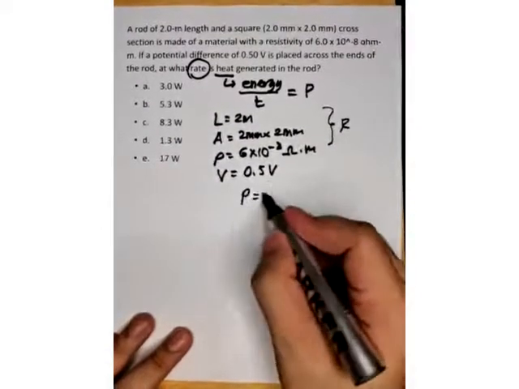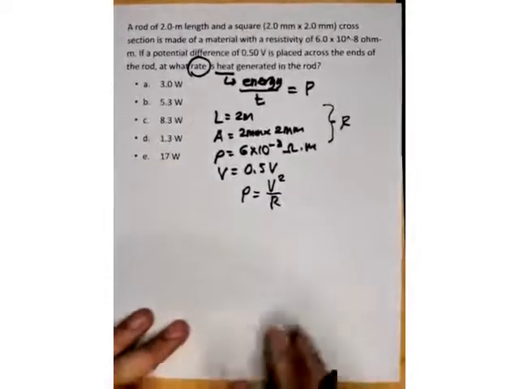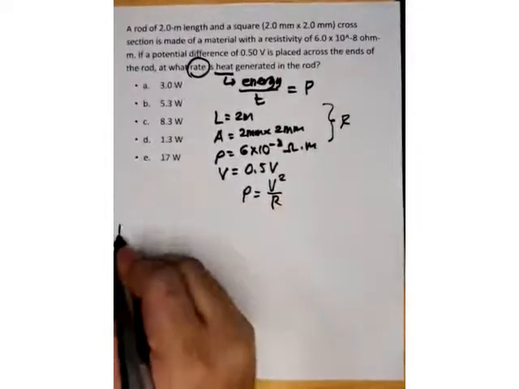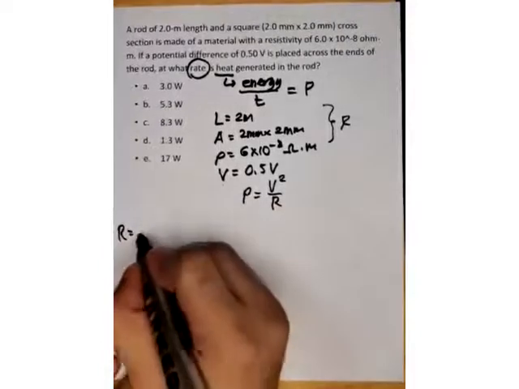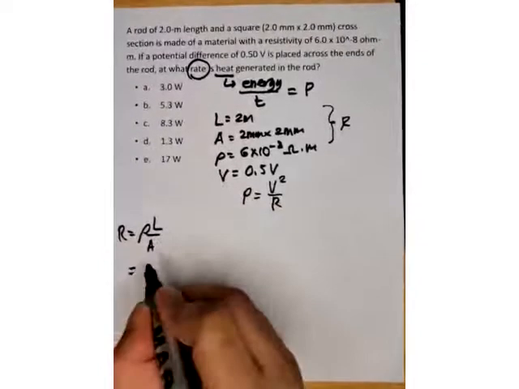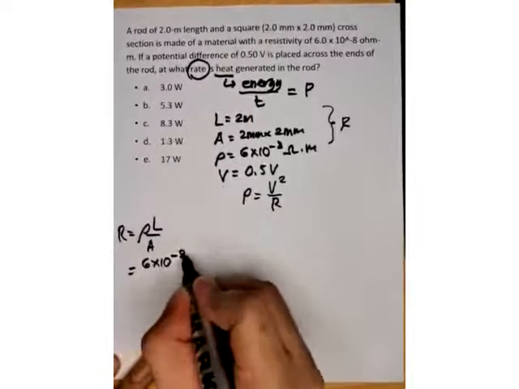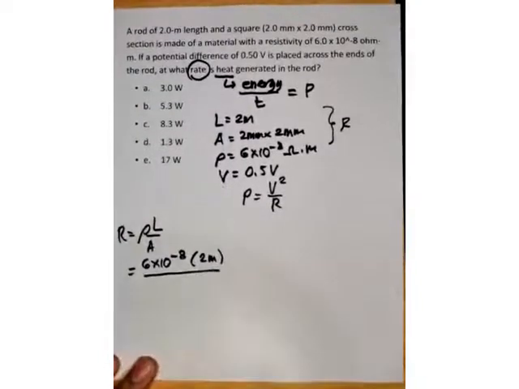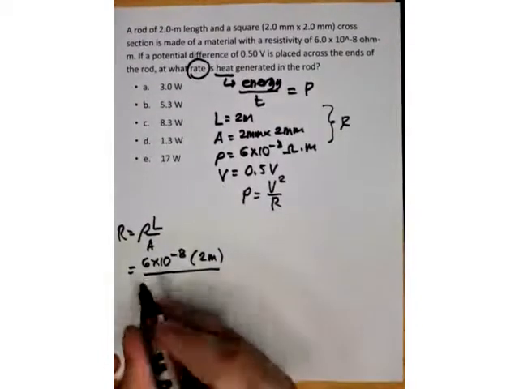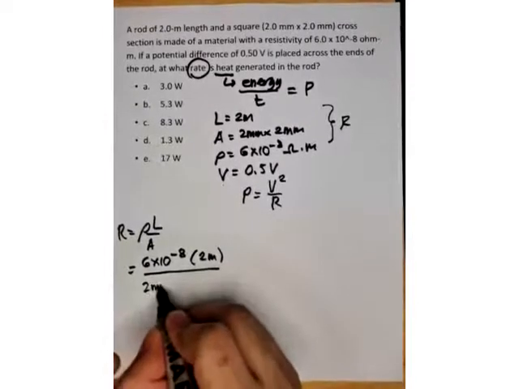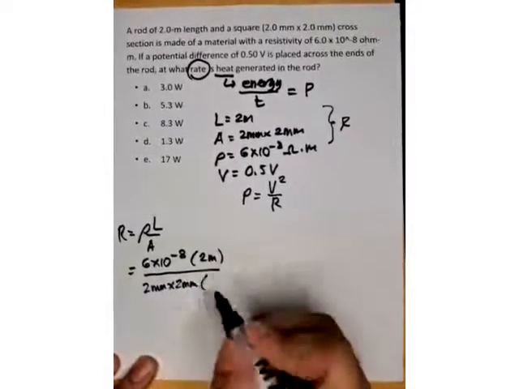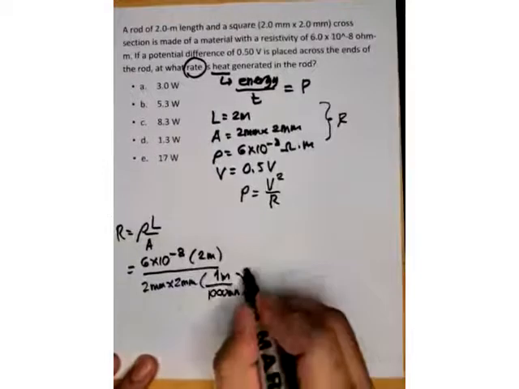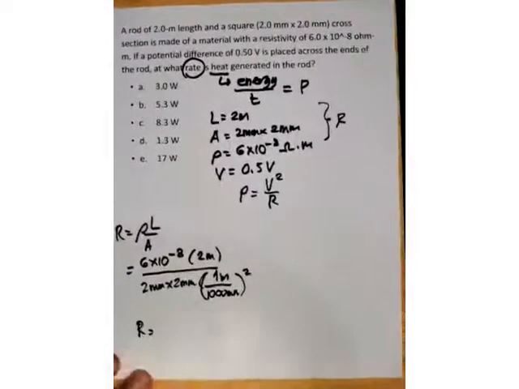Okay, kung titingnan natin, ang L, A, and resistivity has something to do with resistance. Okay? And then yung V natin, V yung given. So that means yung power, ang gagamitin na lang natin ay V squared over R. Huwag na natin idadaan sa current. Okay, kunin lang natin yung resistance. So ang resistance natin is rho L over A. So that's equal to 6 times 10 raised to negative 8 times 2 meters all over ang area natin, 2 millimeter by 2 millimeter times, convert natin ng 1 meter over 1,000 millimeter squared. Ayan. So what's our resistance?